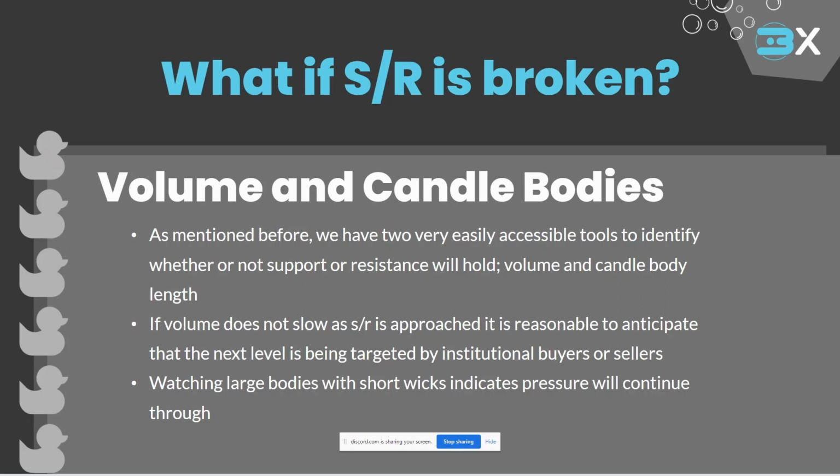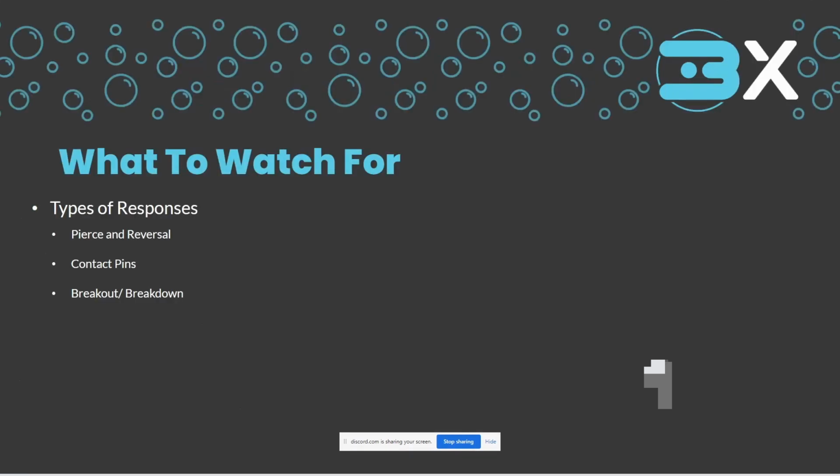So volume and candle bodies, as mentioned before, are two very easily accessible tools. That's going to be watching the length of those candle bodies and volume. If you're watching for a ticker to approach a support and you see that volume is not tapering off, if it's increasing, it's reasonable to expect that the support is not going to hold. And same with the candle bodies. If they're increasing in length, or if they're not getting shorter as you're approaching either support or resistance, it's reasonable to expect that it's not going to hold, and it will break through or break down.